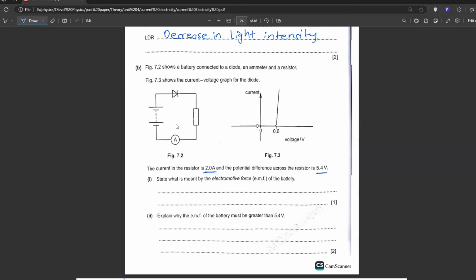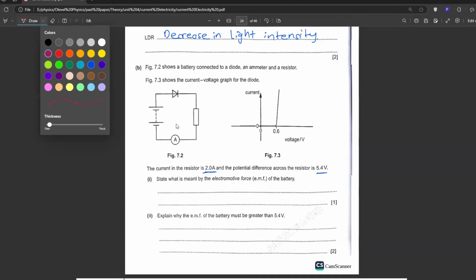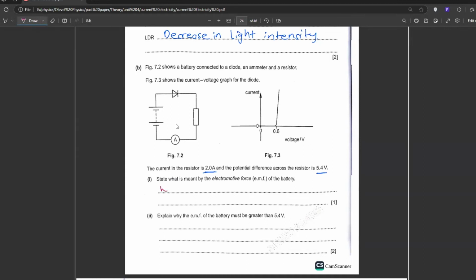State what is meant by electromotive force of a battery. We have done this multiple times, but let's write it again. Electromotive force is the work done per unit charge in driving the charge through the complete circuit. Perfect. Let's further move ahead.